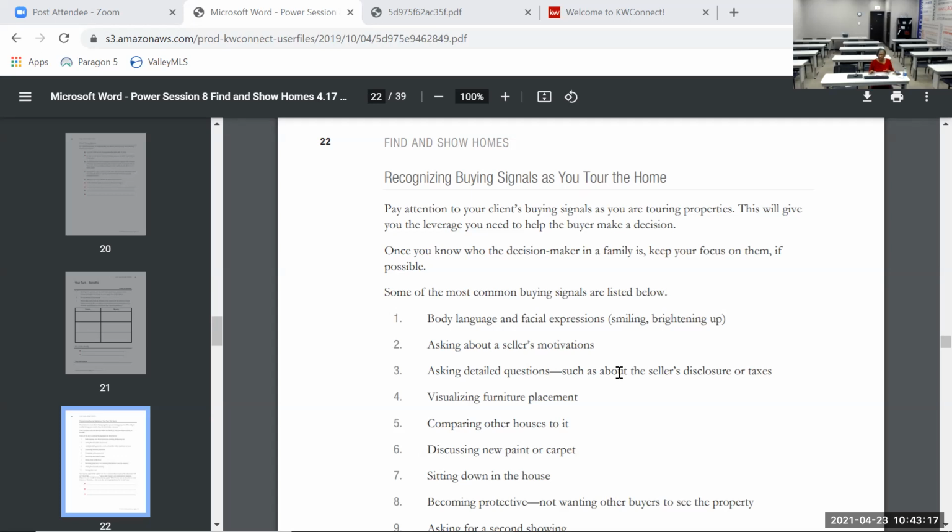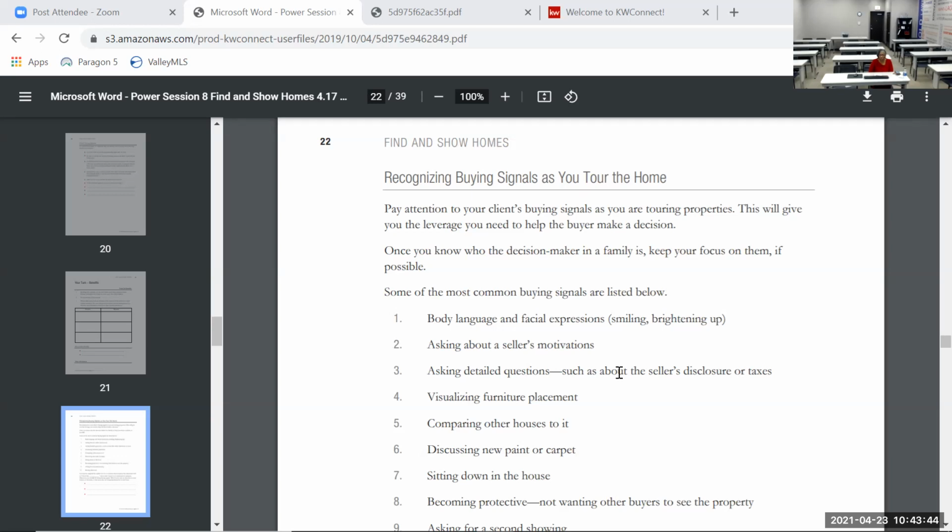But whenever they're making a comment, like they walk up the steps and they say, oh, I didn't realize those steps were so steep. Well, if I'm in another room, I didn't hear it. So I want to know that they feel that those steps are a little too steep for them, because that's information I need to know when I'm looking for houses for them. So you want to keep your ears open, but at the same time, you want to give them their privacy. Anyway, this will give you the leverage that you need to help the buyer make a decision.